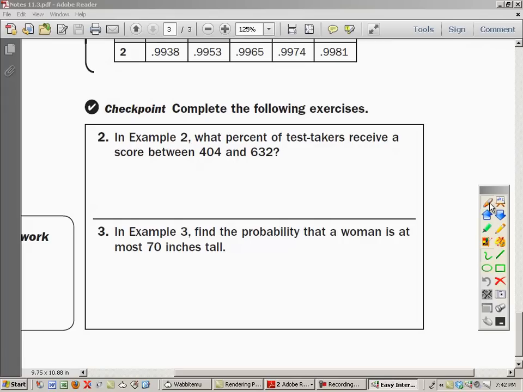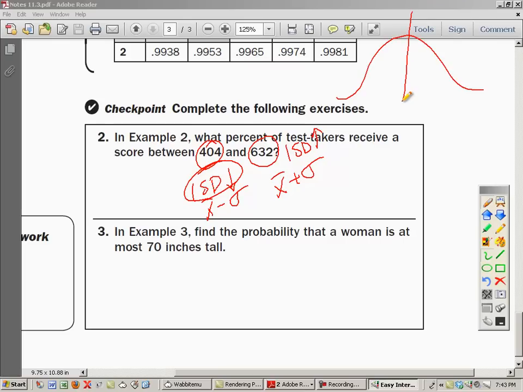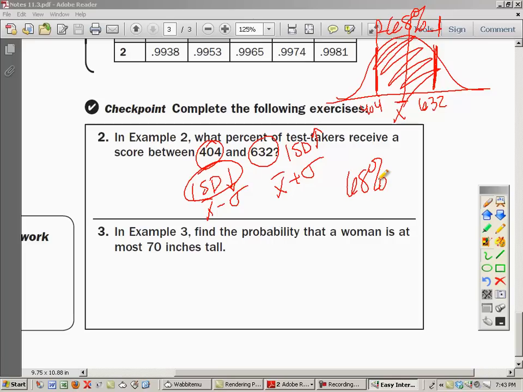What percent of test takers receive a score of between 404 and 632? Well, 404 is 1 standard deviation below, or x bar minus sigma. 632 is x bar plus sigma, so it's 1 standard deviation above the mean. If you remember from the first page, 68% of the data is between 1 standard deviation above and below. That's exactly where 404 and 632 are. And so 68% of the people scored between a 404 and a 632.